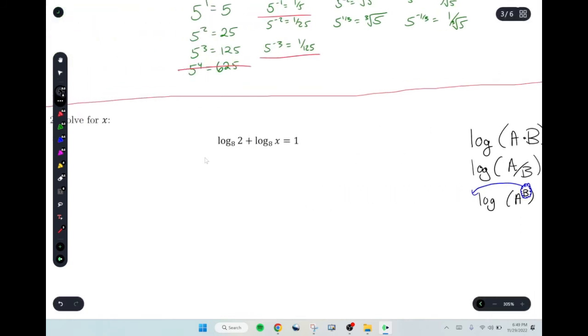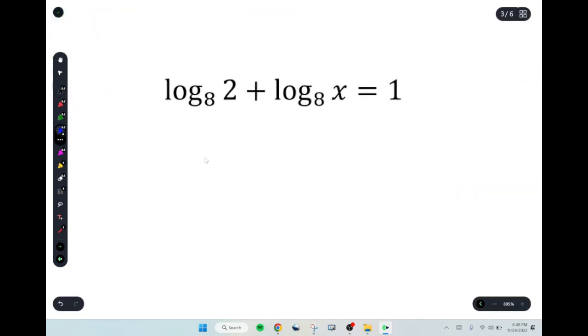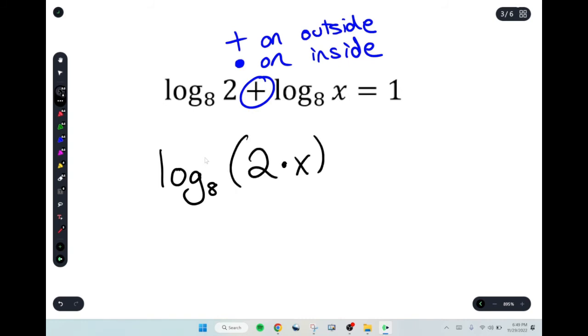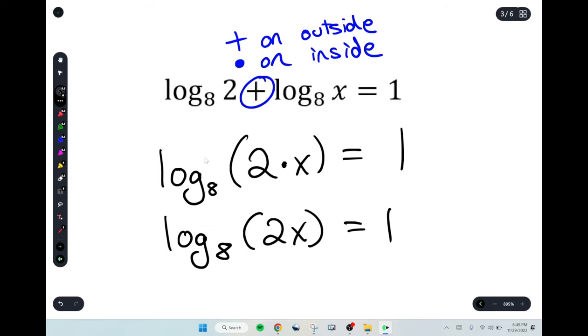So which of these rules applies to this one? You've got a plus on the outside. So that means you have a multiplication on the inside. Okay. So we get log base 8 of 2 times x equals 1, which is log base 8 of 2x equals 1. That's right.